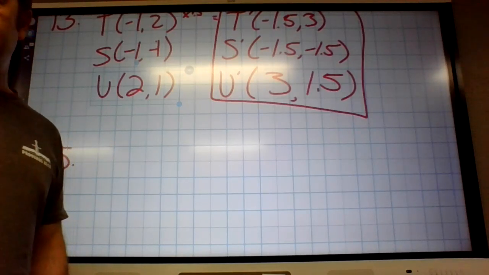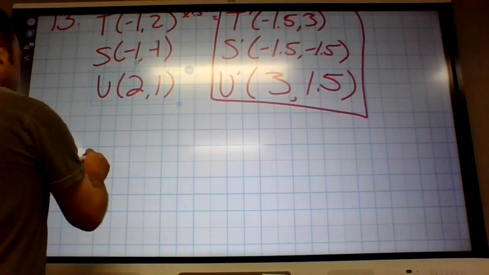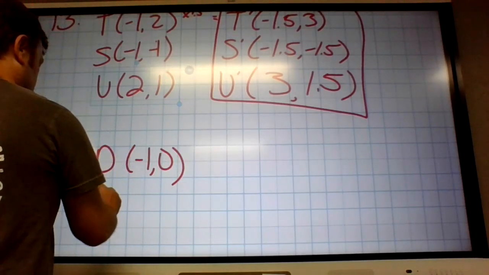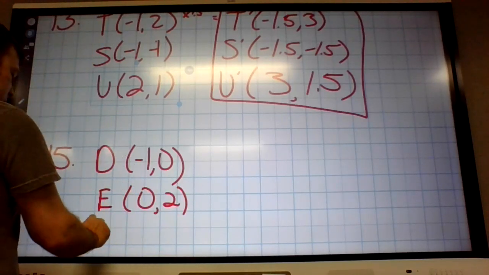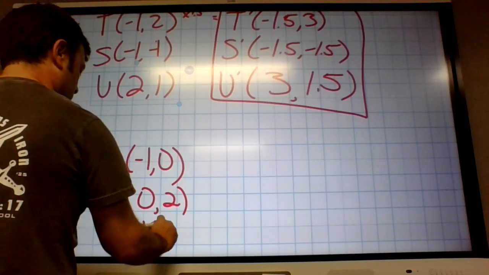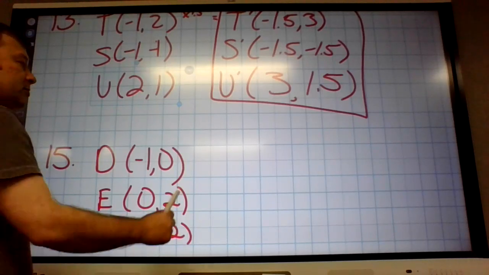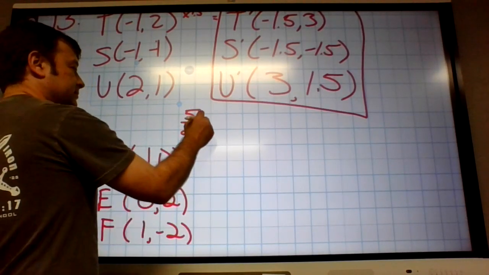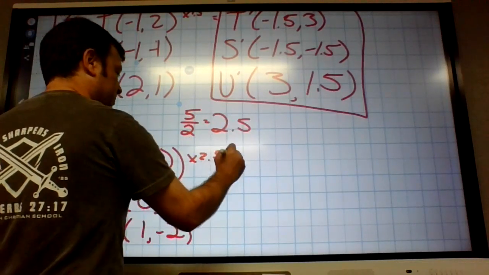D, E, F. -1, 0, 0, 2, 1, -2. So did we draw these lines? Yeah, I just asked for the coordinates. Okay, is it 1.5 again? No, it's 5/2. What, you guys know what 5/2 equals? 2.5. Yeah, 2.5. So that'll be my multiplier on this one.